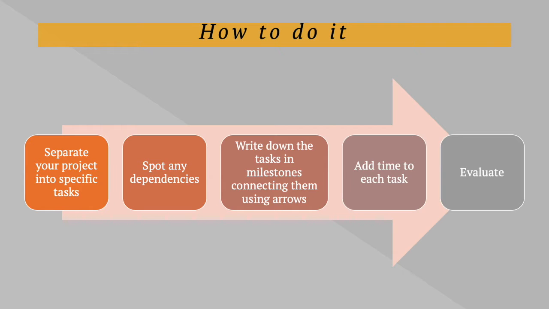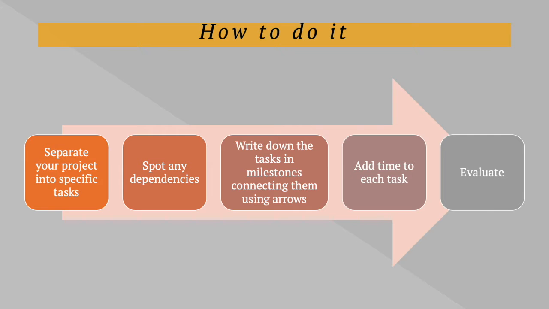Number 2, we're going to identify any dependencies between them. This means that a task can't be done before another task is finished. These are dependencies, but other tasks can be independent, so they can be done while other tasks are being done as well.